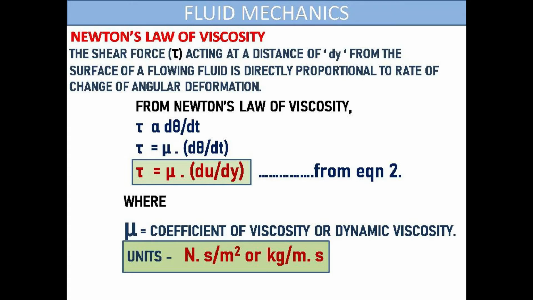By removing proportionality sign and introducing a constant, we get shear stress, tau is equal to mu times d theta by dt. From equation 2, substituting d theta by dt is equal to du by dy, we get shear stress, tau is equal to mu times du by dy. This is the final equation from Newton's law of viscosity, where mu equals coefficient of viscosity or dynamic viscosity. Units of dynamic viscosity are Newton second per meter square, or kilograms per meter second.